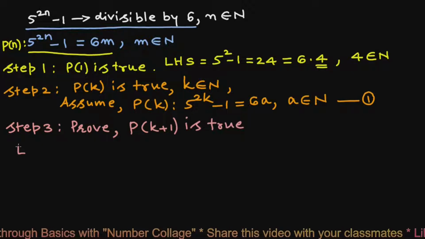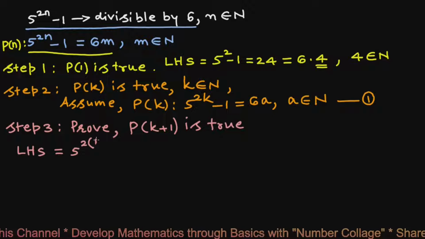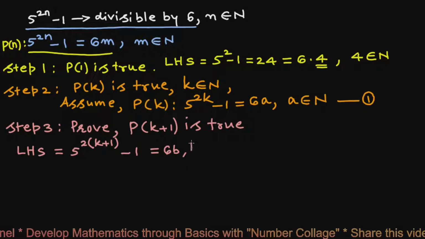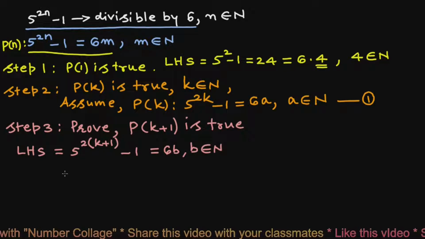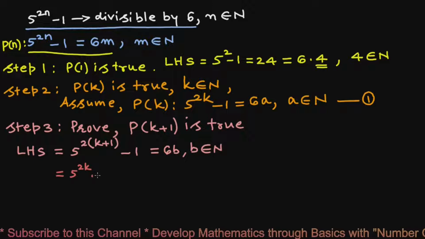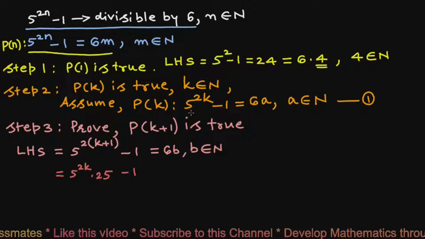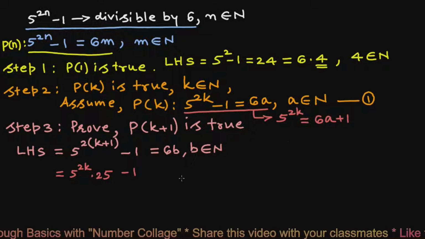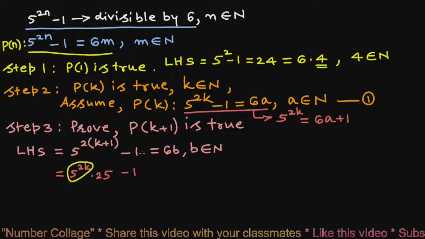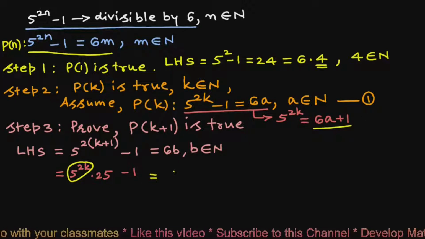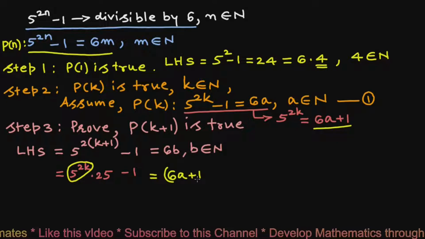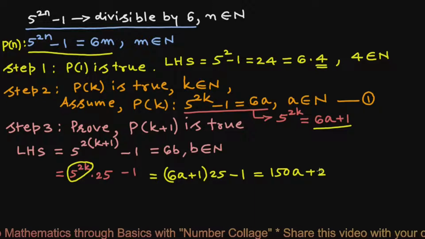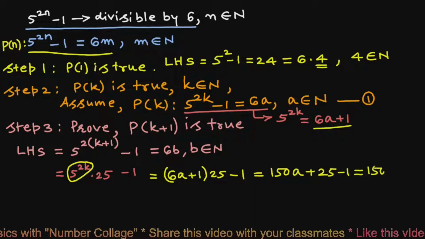So here left hand side will be 5 raised to 2 into k plus 1 minus 1, that will be equals 6b, where b is some natural number. And now that will be 5 raised to 2k into 5 square 25 minus 1. From statement 1 we get 5 raised to 2k equals 6a plus 1. Now we will substitute the value of 5 raised to 2k as 6a plus 1. So that will be 6a plus 1 multiplied by 25 minus 1, that will be 150a plus 25 minus 1, that will be 150a plus 24.